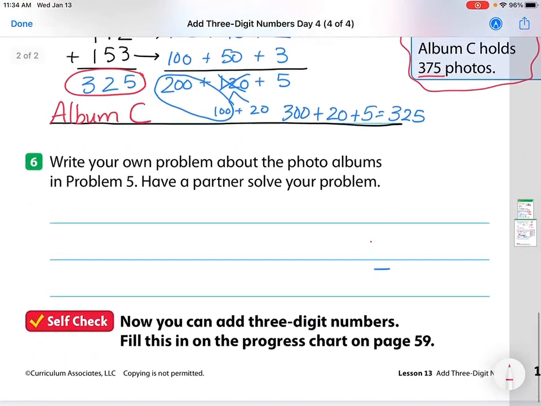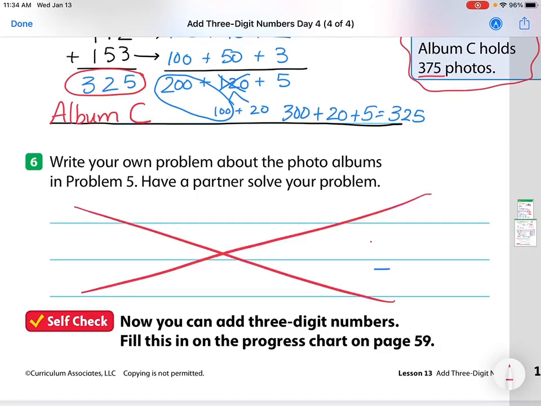Now, look at problem 6. Problem 6 says to write your own problem about the photo albums in problem 5. Have a partner solve your problem. We are not going to do that, so we are actually done with our lesson for today. So you can just put a big X through that one, and you do not have to bother with that one today.